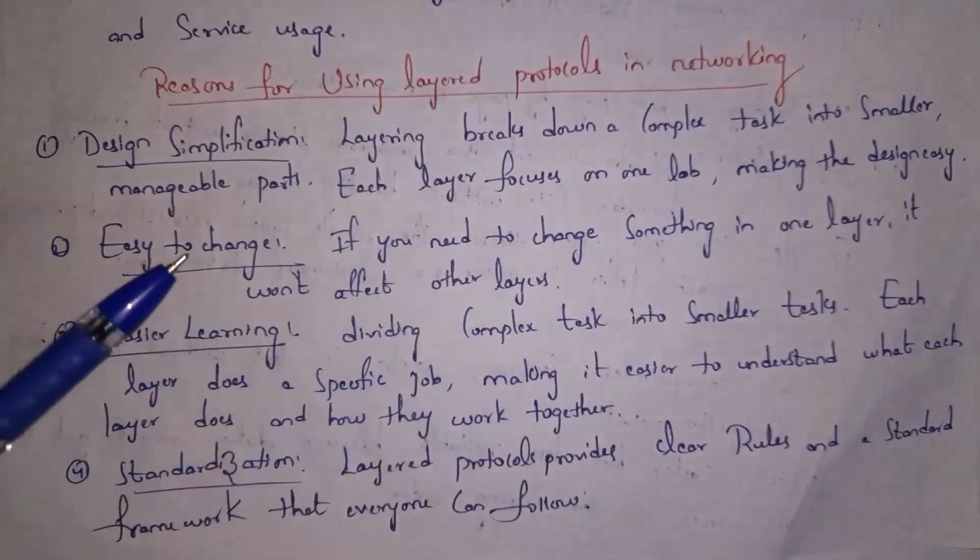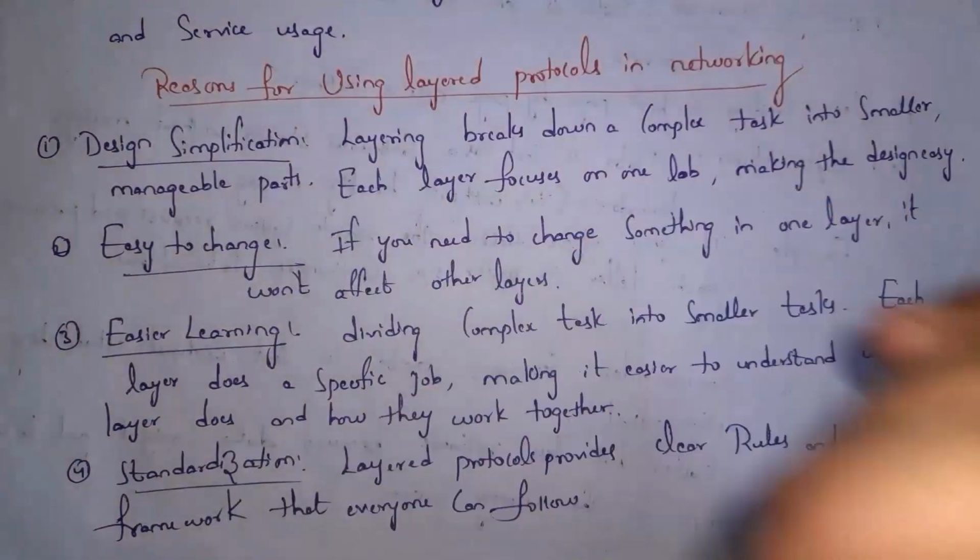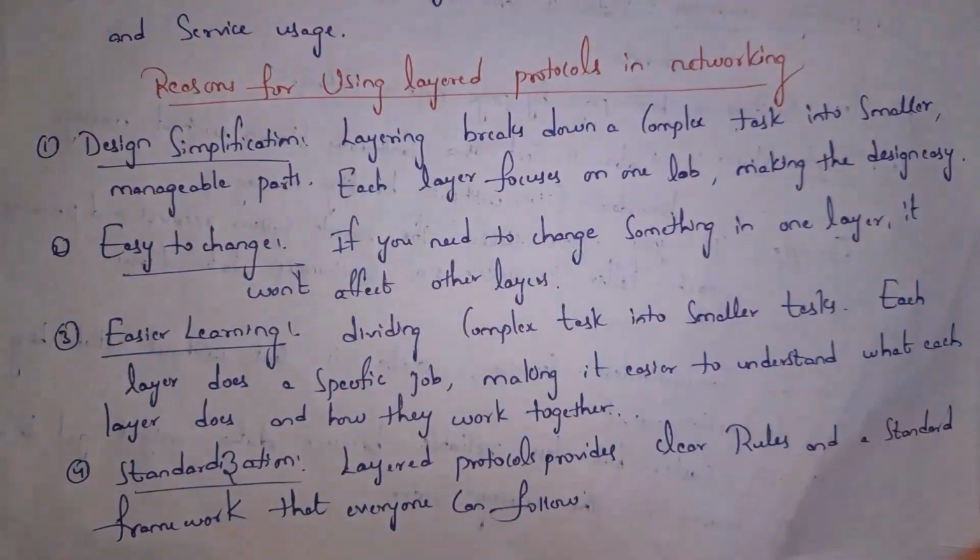And the third one is easy learning. If we divide a big task into smaller tasks and assign each task to one layer, we can clearly know the duties of each layer. And also we get to know how these layers communicate with each other and complete the work. This is the meaning of easy learning.